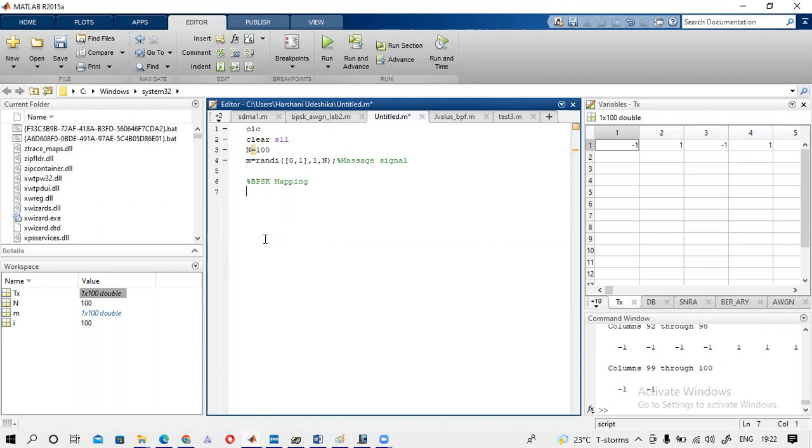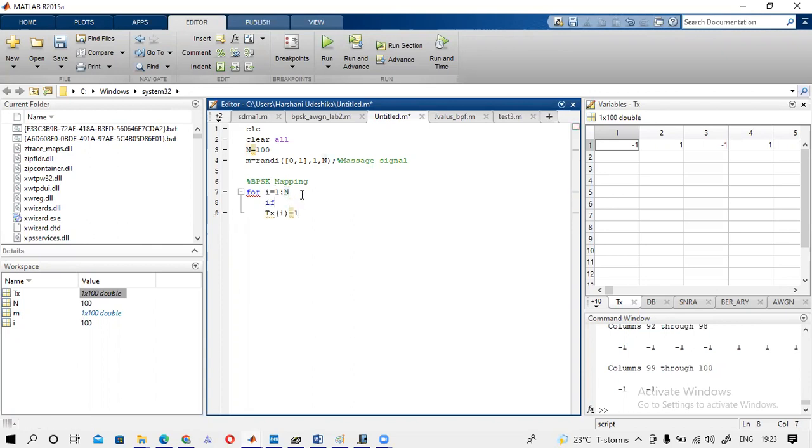Here you can see that I have to generate this mapping. I have to generate this symbol based on the 0 and 1. So I put the for loop here: for i equal to 1 to N. So this is my transmitting symbol, tx(i) as 1.